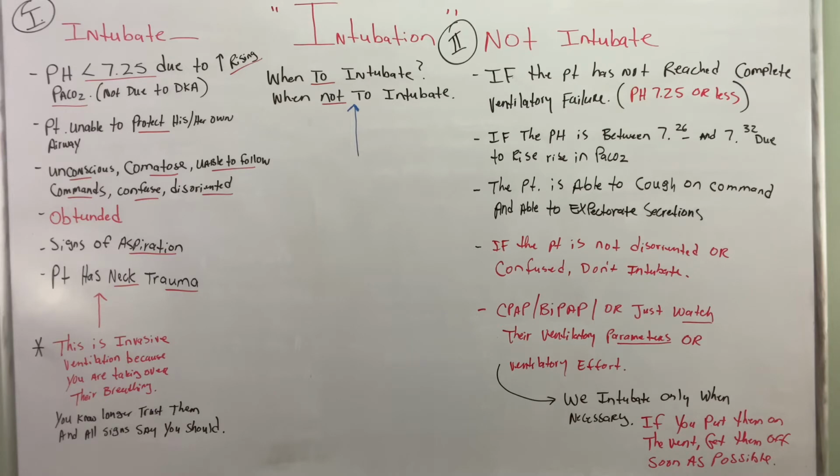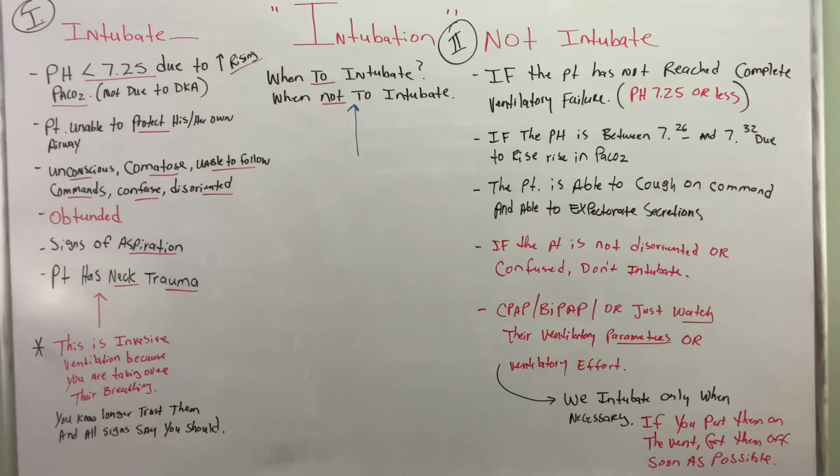Another reason to intubate is when the patient is unable to protect his or her own airway. There's no question about that. You should not wait around. If they cannot protect their airway, you must intubate them. If the patient is unconscious or comatose, unable to follow commands, or if the patient is confused and disoriented, then you should know that they need some way for the airway to be protected.